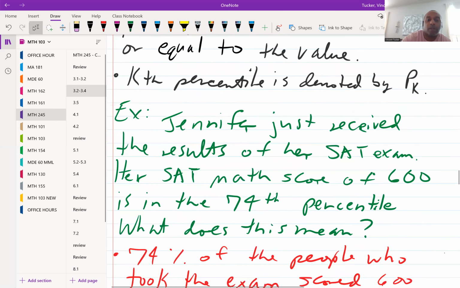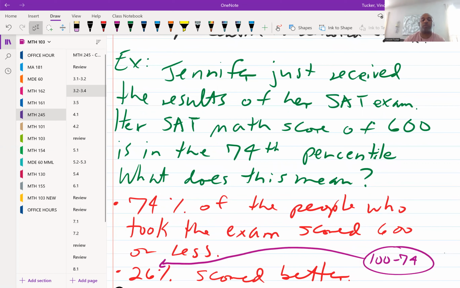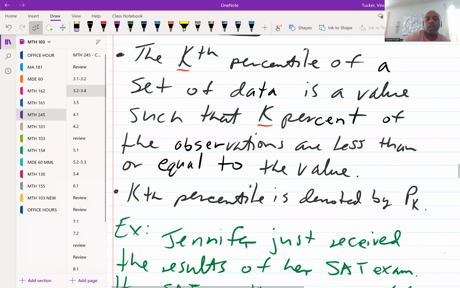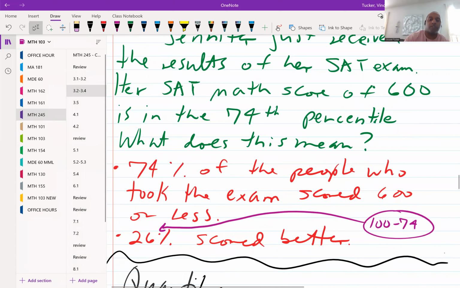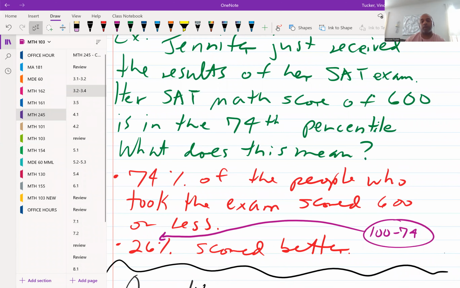74% of the people who took the exam scored 600 or less. Remember, the observations are less than or equal to the value. So 74% of the people who took this exam scored 600 or less, and that means 26% scored better than her. You get the 26 from 100 minus 74.